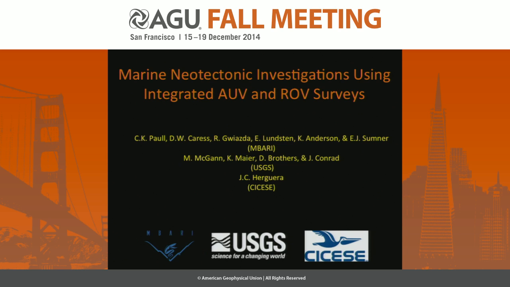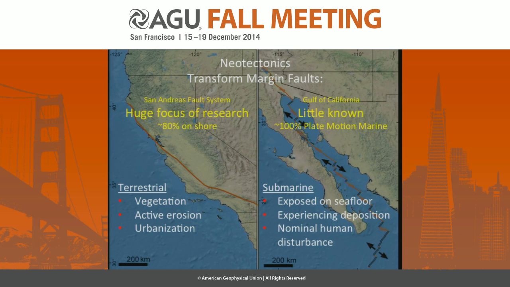And I'd like to acknowledge my co-authors here. Now, in terms of neotectonic studies of transform margins, this has been a huge area of research along the San Andreas fault system. And clearly there are many advantages for studying these systems on land, because in terrestrial systems you can get easy access to the landscape.